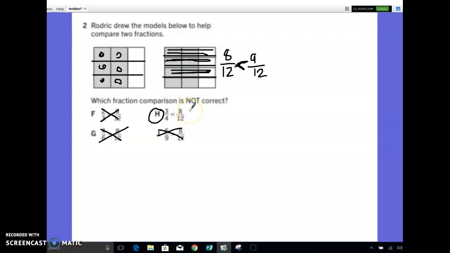So H would be the best answer because each of these sets are correct. They're both 2/3 is equal to 8/12, 4/6 is also equal to 8/12, and 6 ninths is also equal to 8/12. So I hope that that was a good explanation for you. I didn't confuse you too much on this comparing fractions activity.